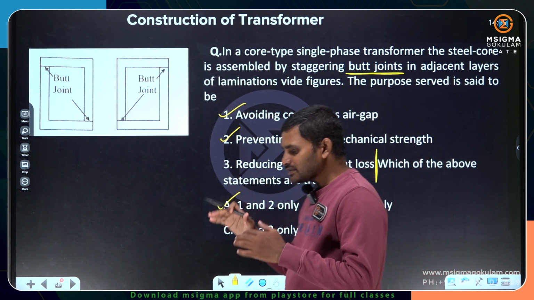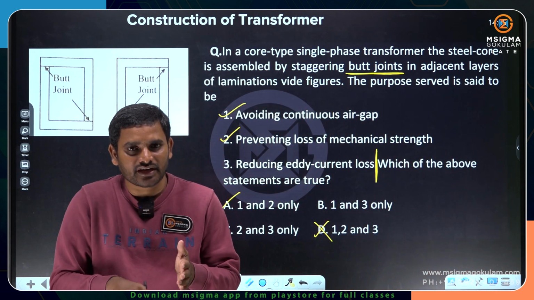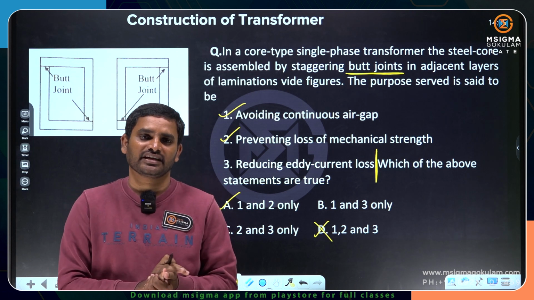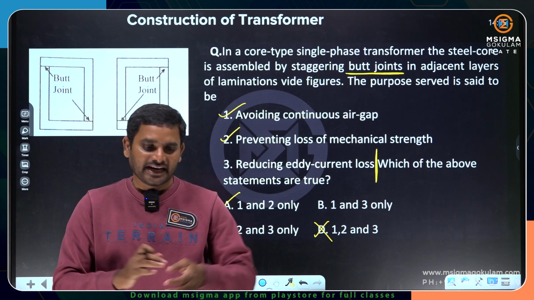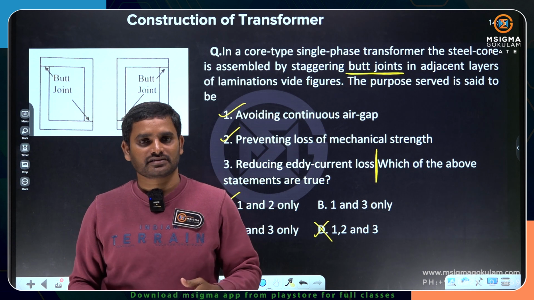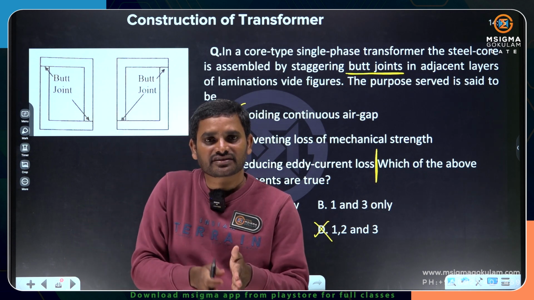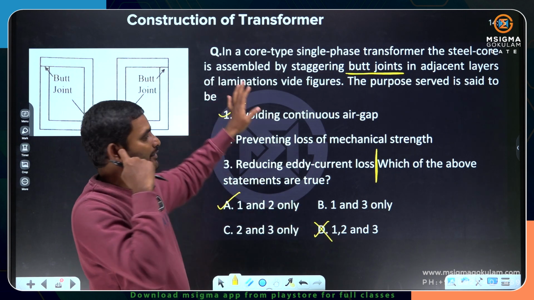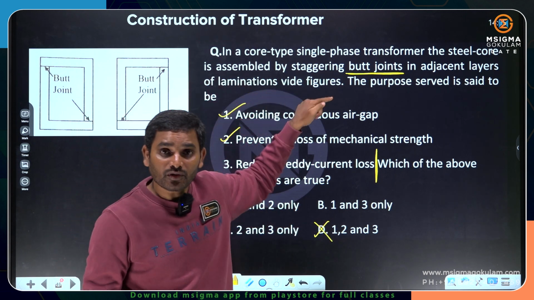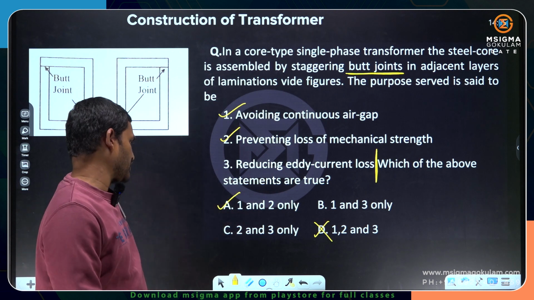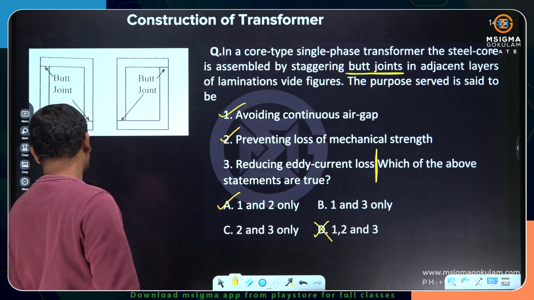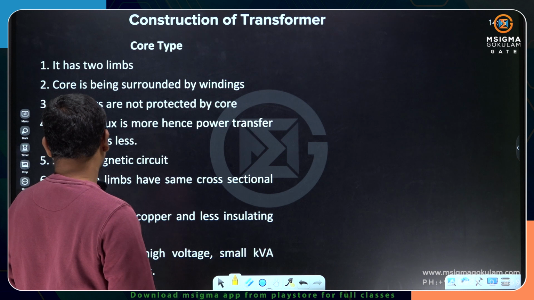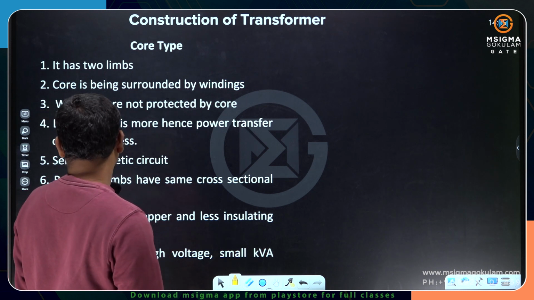Because by creating butt joints, you will not get a reduction in eddy current. Addition of silicon reduces the eddy current loss. Making thin laminated sheets reduces the eddy current loss. Of course, laminated steel only, but he is mentioning all about butt joints. So be careful about this point. Otherwise, most of the people will go for the other option.